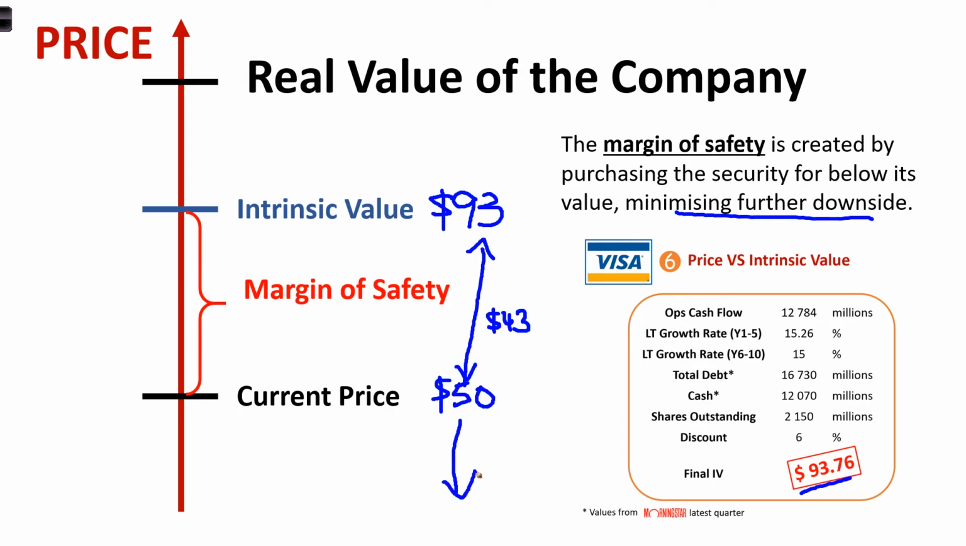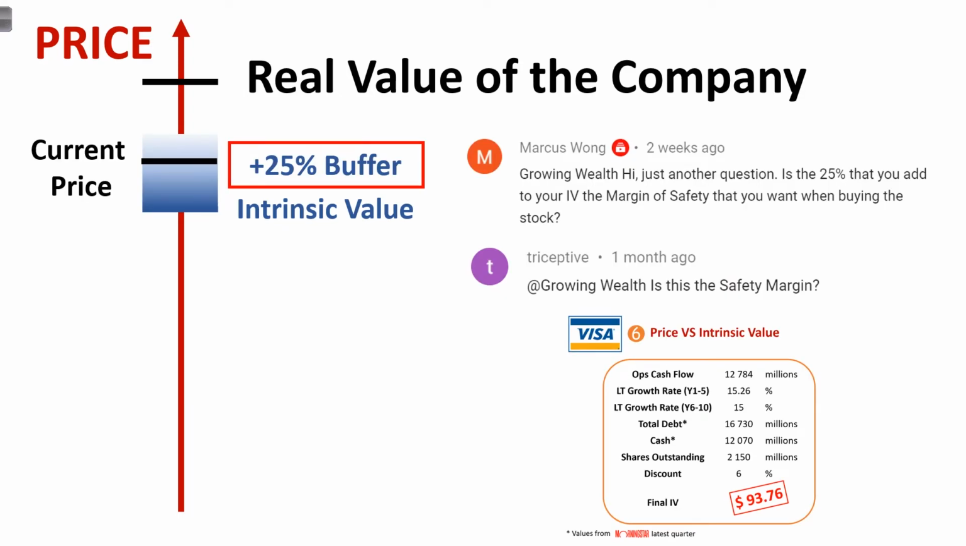But will that really happen if you have done your homework from step 1 to 5 to ensure that the company is fundamentally strong? So by now, I hope that it's clear to you why the 25% buffer that I allow is not the margin of safety. If anything, in fact, including the 25% buffer will ruin the margin of safety for us.